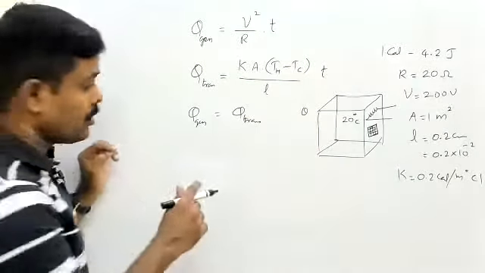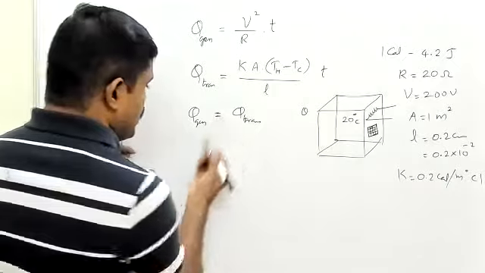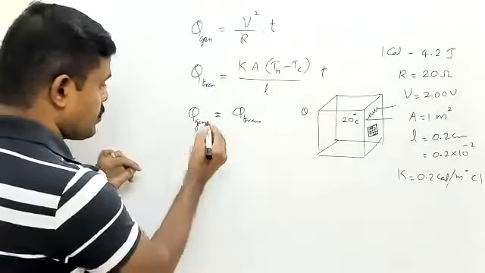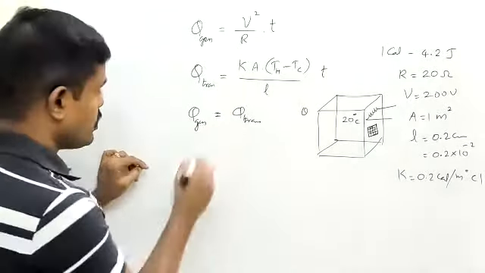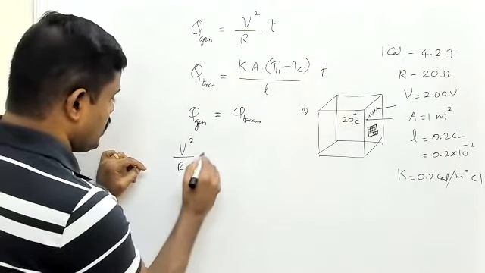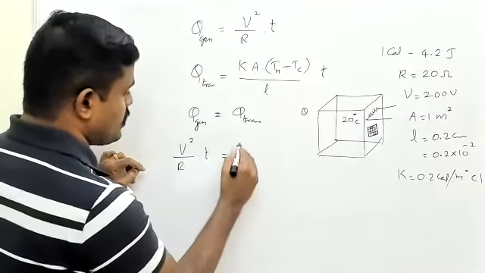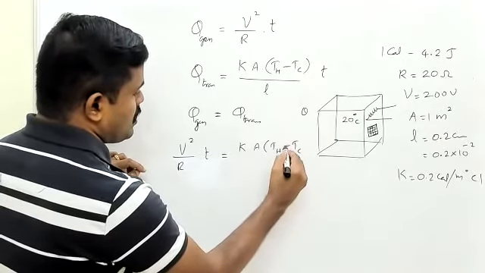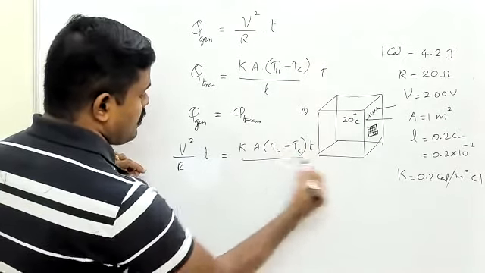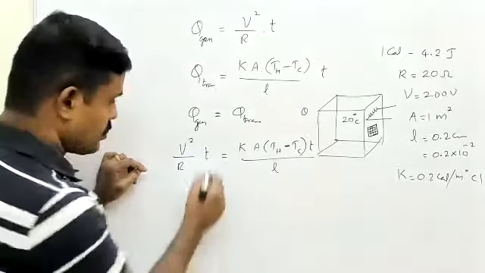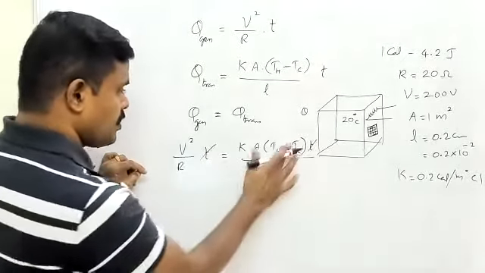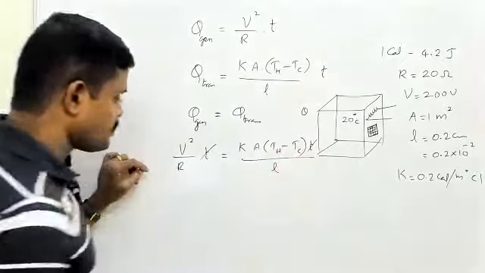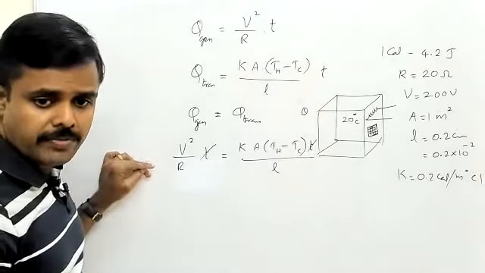You can ask me now if you have any questions. Okay, Q generated is equal to Q transported. Then I can equate these two: V square by R into T is equal to K into A into (TH minus TC) into T divided by L. So T and T are cut. So I have an equation for V square by R.